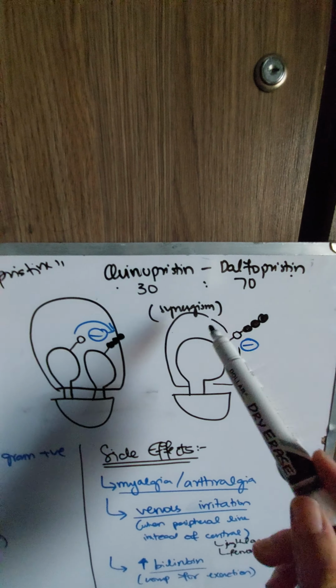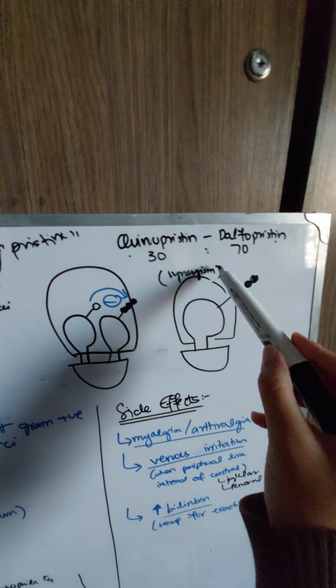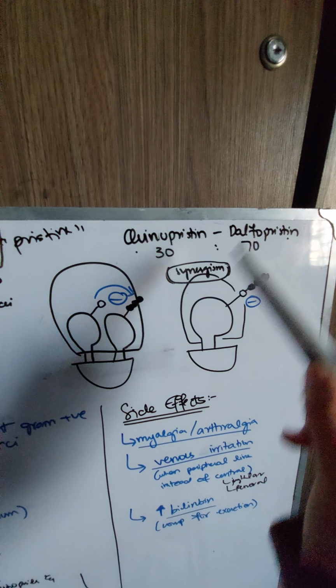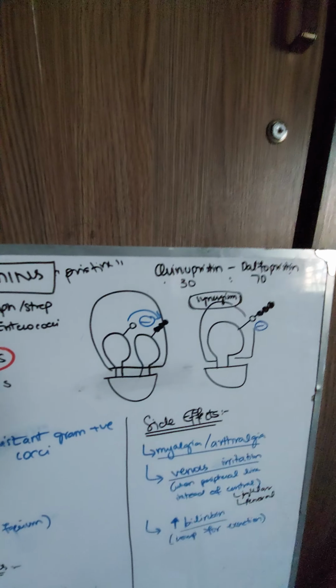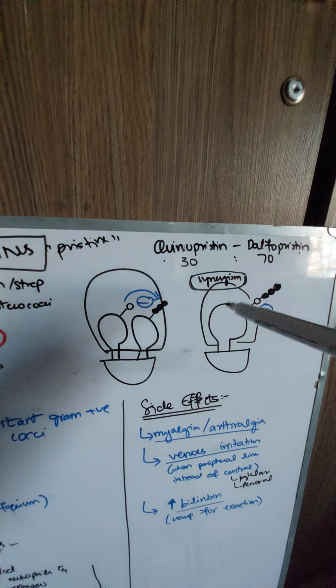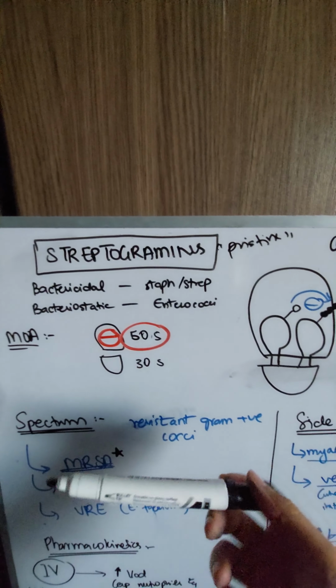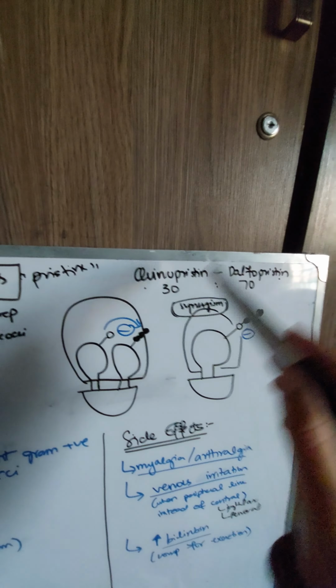70 ratio of quinupristin and dalfopristin is used, and these exhibit what is called synergism, which is also exhibited in quatrimoxazole, which is a combination of sulfamethoxazole and trimethoprim. तो ये इसी तरह का synergism streptogramins में भी हमें मिलता है. Again, combination of quinupristin, dalfopristin 30 to 70.